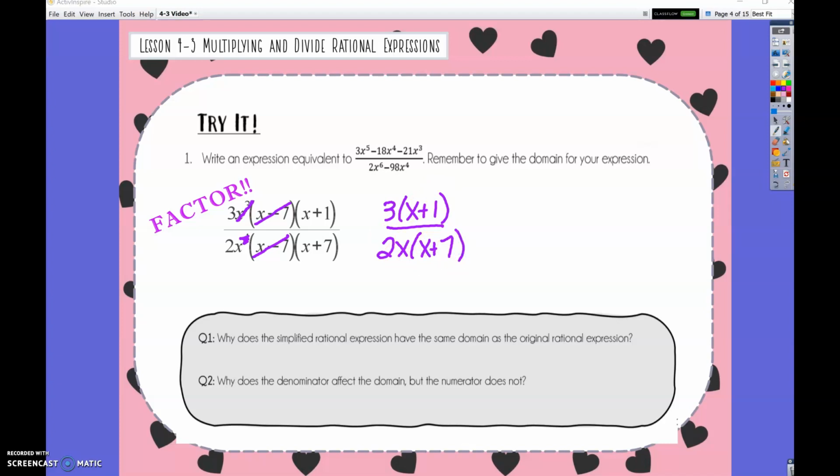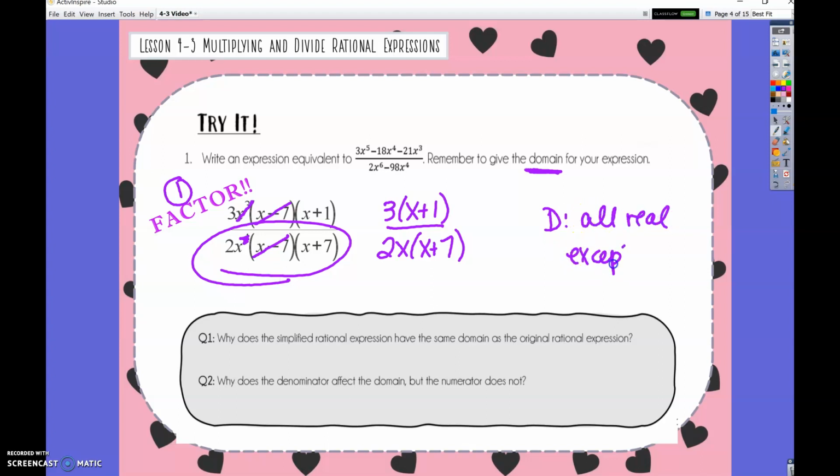Now, we do want to remember about the domain. So when it says give the domain for your expression, I kind of violated my first rule. I've told you to factor first and then give that domain. We want to use the original one here. So we would say it's all real numbers except 0. 7 would go here. 0 times 2 would make 0. 7 right there would be a problem, and -7 right there would be a problem.